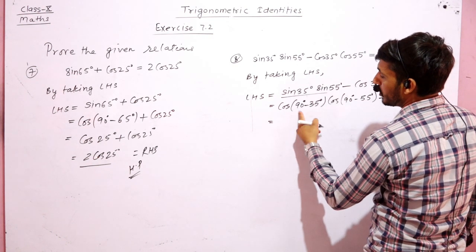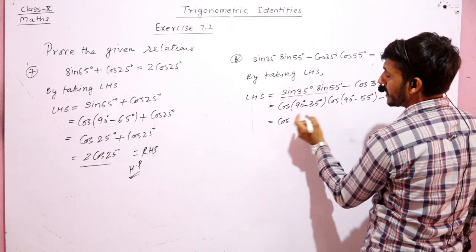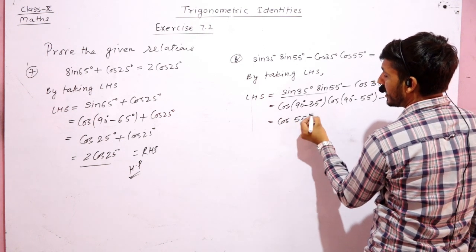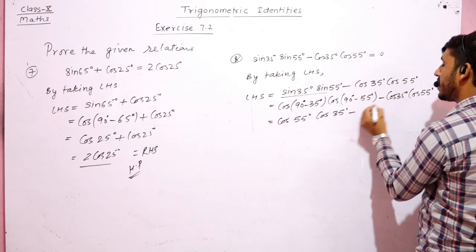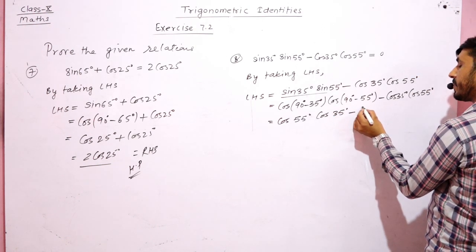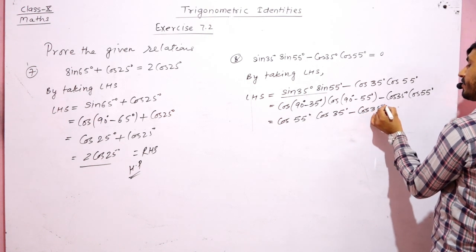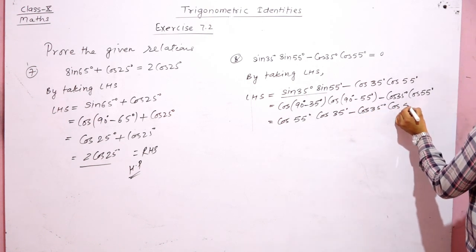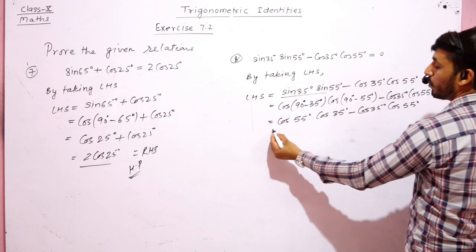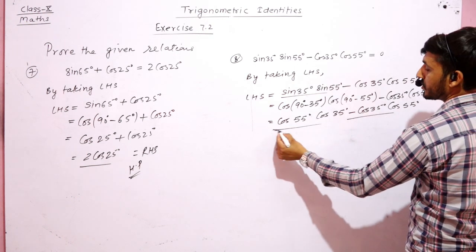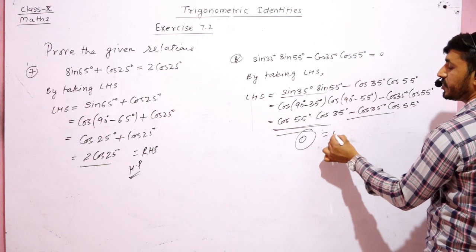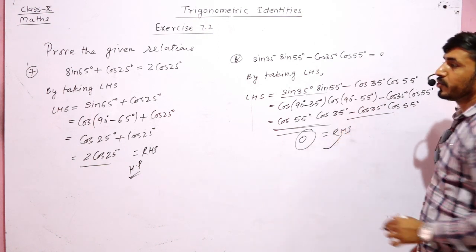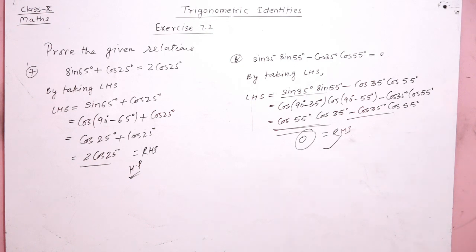In the next part we will solve. Now subtract, and we will obtain 55 degree here, and here we will obtain 35 degree, minus, and the remaining part will be same, cos 35 degree and cos 55 degree. As you can see, both parts are the same, so we are subtracting the same value from the same value, and we will obtain 0. This is RHS, hence proved. So we have solved question 7 and 8. Now we will solve question number 9.